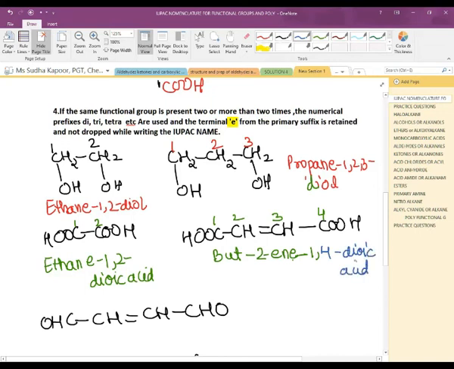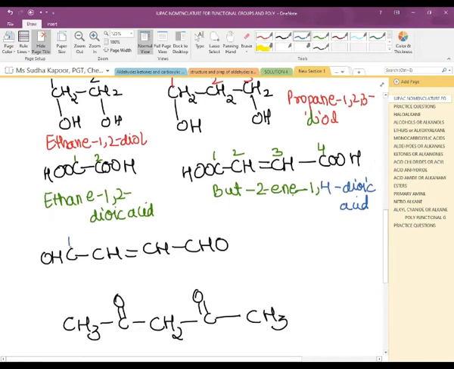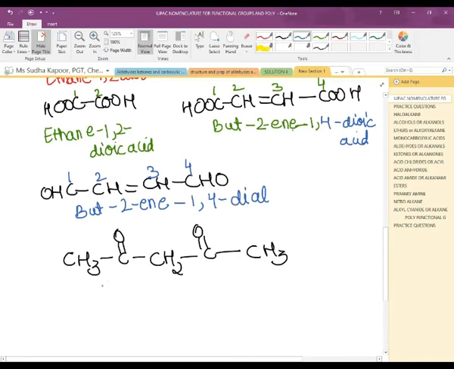Now let us come to the other example. In this case, again, there are the total 4 carbon. The unsaturated linkage is also present. So this time also, bute 2-ene. Again, E is not removed. 1,4-diol.